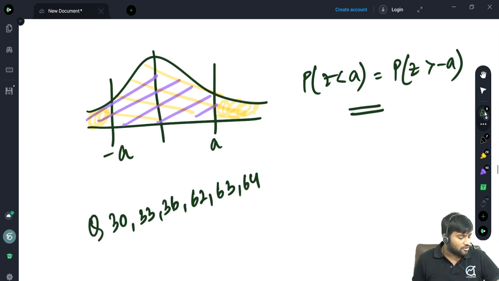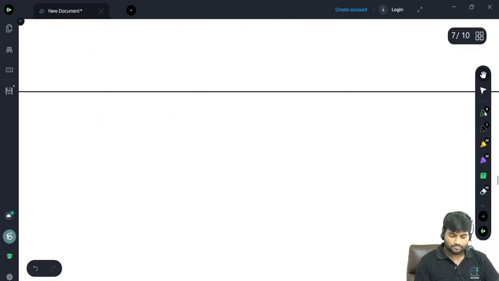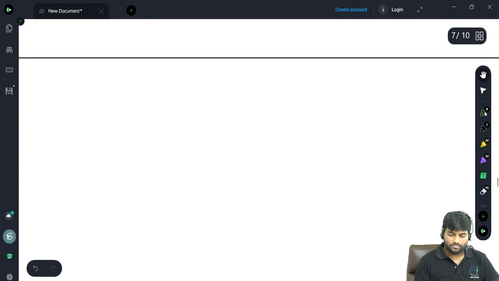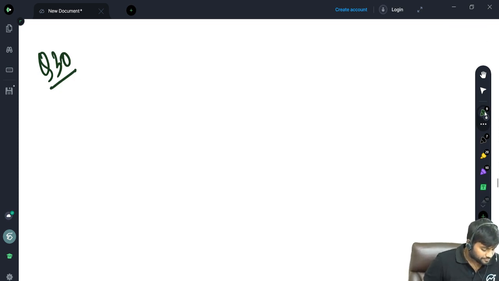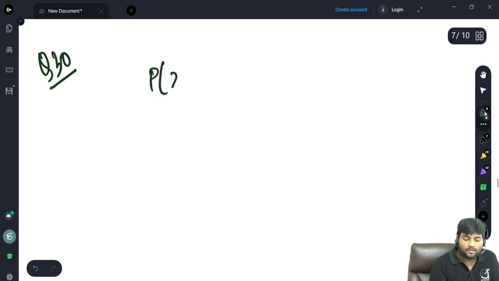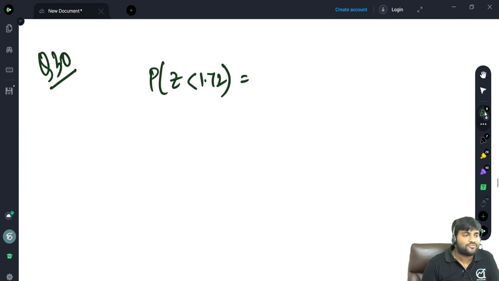Question number 30, देखो. Find the probabilities that a random variable having the standard normal distribution will take on a value less than 1.72. So what is the answer? Since this is a standard normal distribution, we don't need to convert it.